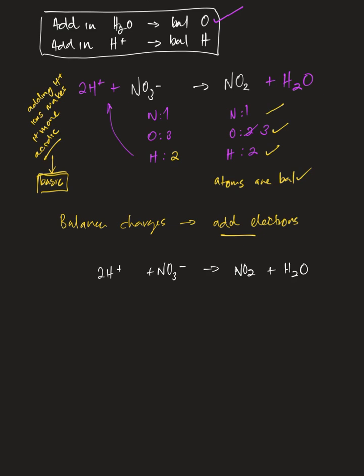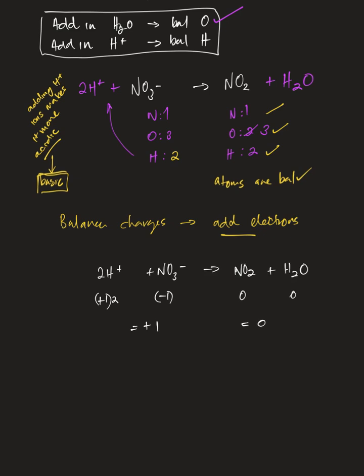Right, let's check charges. Over here I've got 1 plus and 2 of them. Over here I've got -1 because it's an ion. Over here I've got 0, and on the other side I've got 0 as well. So my overall charge on this side is equal to +1. Right, on the other side I've got an overall charge of 0.